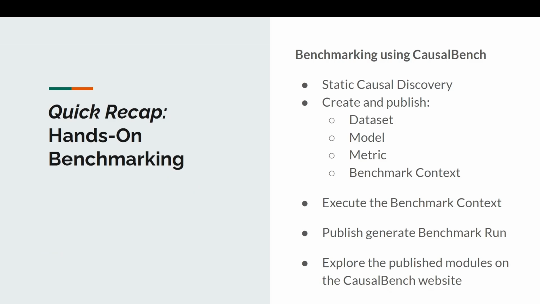And then for the hands-on part, we discussed how you can create and publish datasets, models, and metrics onto CausalBench. Essentially, how you can publish resources onto CausalBench and how you can execute benchmark contexts. We also generated and published a benchmark run, and then we went through the config file of the benchmark run, which had all the profiling information and the metric results. After that, we explored the published modules on the CausalBench website.